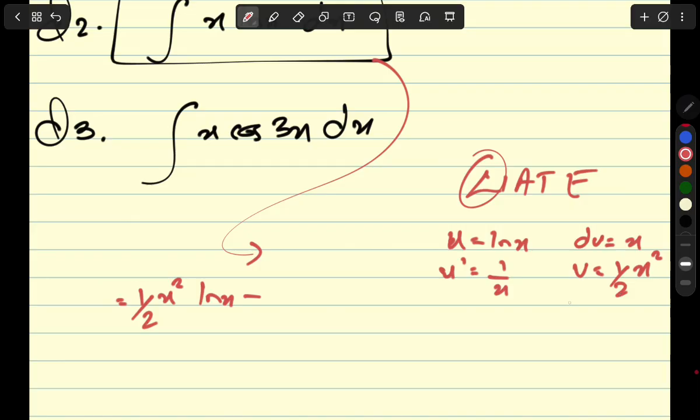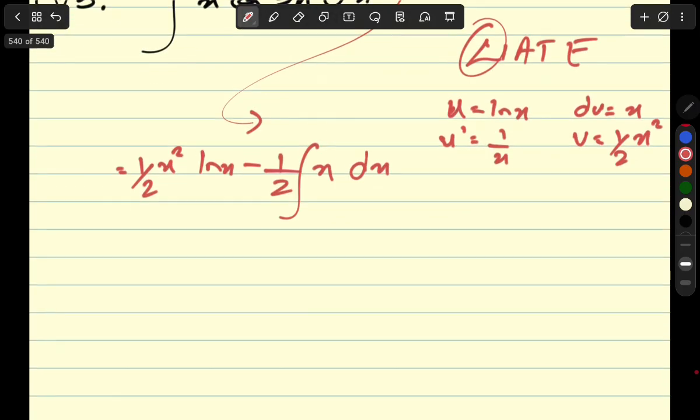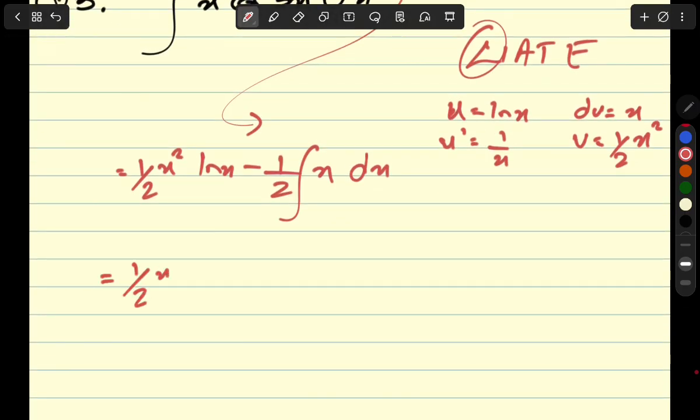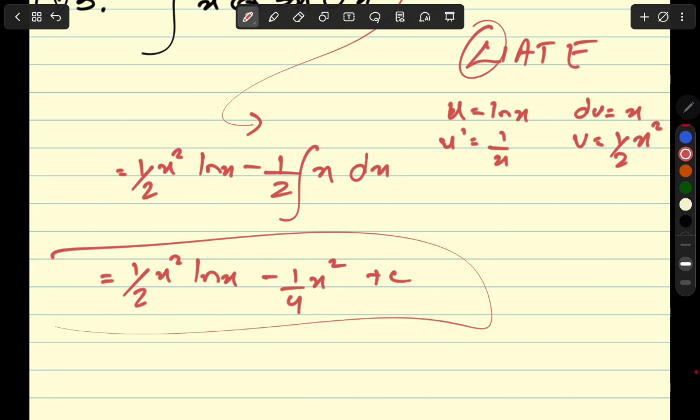So now the integral becomes half x squared ln x minus the integral of half x squared times 1 upon x. So that is half x dx. As simple as that. So this turns out to be half x squared ln x minus 1 upon 4 x squared plus c. That's it.